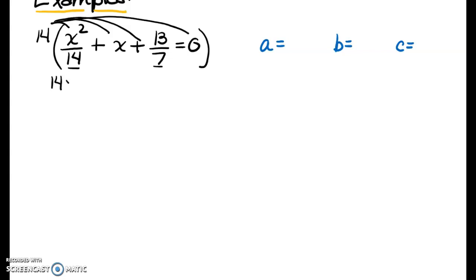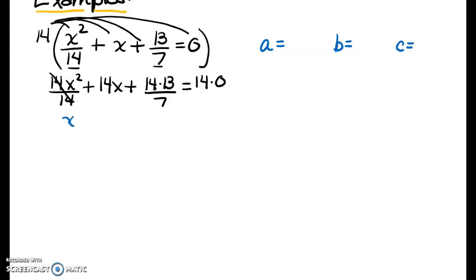So I get 14x squared over 14, plus 14x plus 14 times 13 over 7 equals 14 times 0. My 14's here cancel out to get x squared plus 14x. How does this reduce? My 7 goes into my 14 twice, and 2 times 13 is 26. And anything times 0 is just 0. So that makes it really nice.